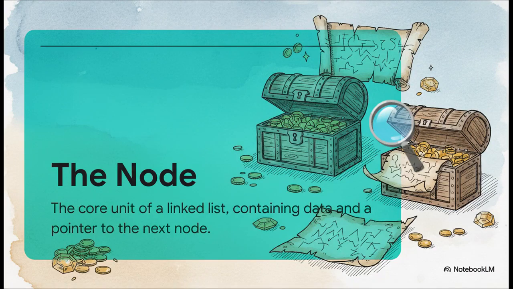Okay, so every treasure hunt is made up of, well, treasure chests. In our world, the basic building block is called a node, and this node is our treasure chest. Inside, you'll find two things. First, the treasure itself. That's our data. And second, a map. This map is super important. It's a pointer that tells you exactly where to find the next treasure chest.